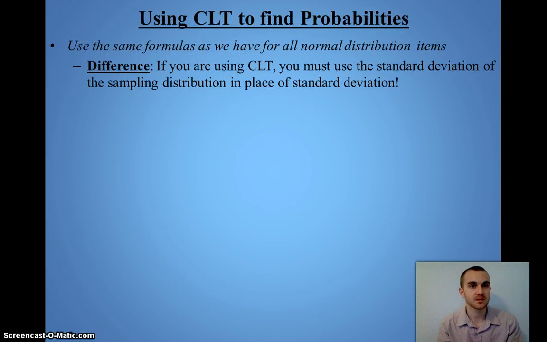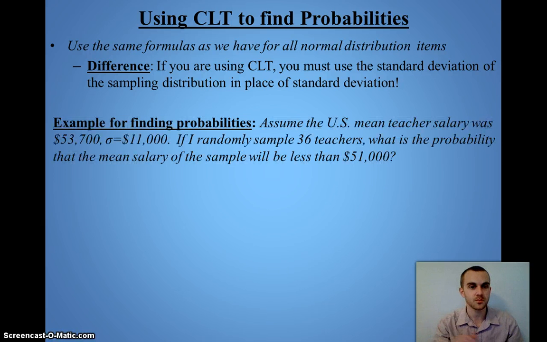The last thing, if we need to start finding probabilities within our central limit theorem, we use the exact same normal distribution formulas we used back when we talked about a typical sampling where we know the underlying distribution is normal. The big difference is just paying attention that instead of using the straight standard deviation, we use the standard deviation of the sampling distribution. In other words, we have to make sure we divide by the square root of n on our standard deviation.